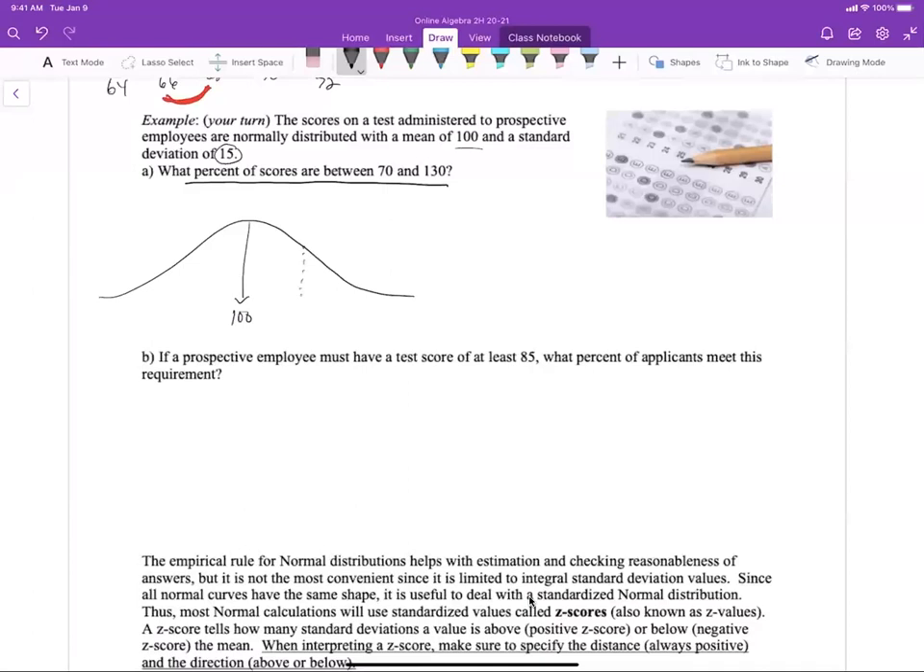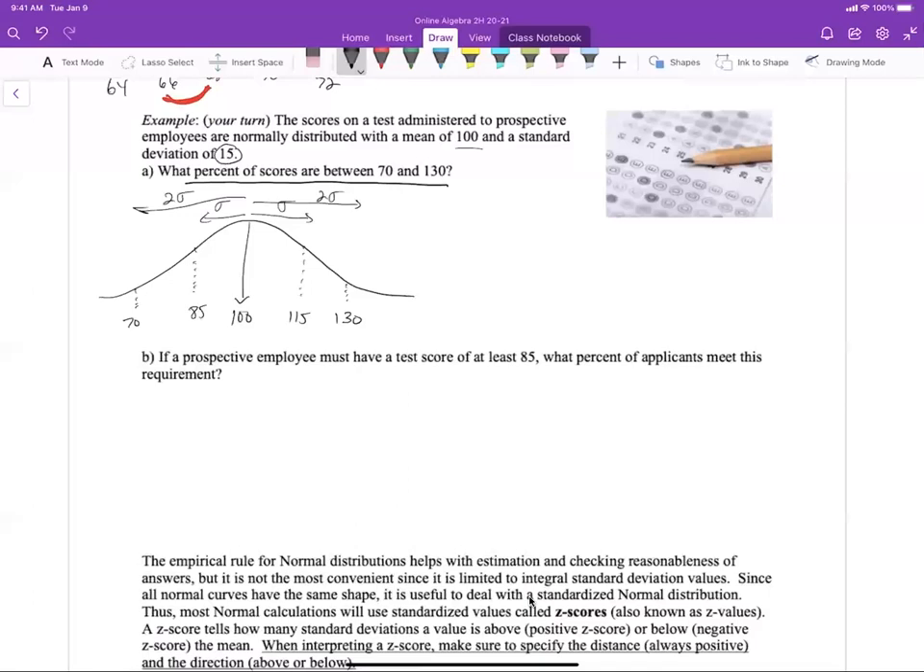So 1 sigma away is 115. And then 2 sigma away is 130. And that was to the right. And now I've got to go down. So that will be 85 and then down to 70. This is 1 sigma. This location is 2 sigma. This again is 1 sigma, and this is 2 sigma.